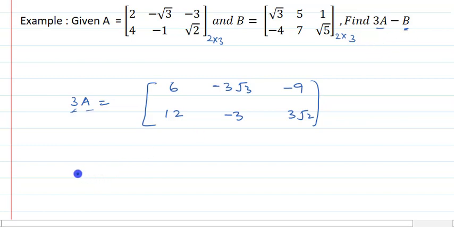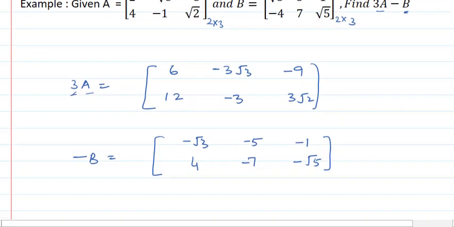So minus B is equal to minus root 3, by multiplying every element of B with minus 1. It is minus 5, minus 1. Here we are getting 4. Next we are getting minus 7 and minus root 5. Now we simply need to add these two.